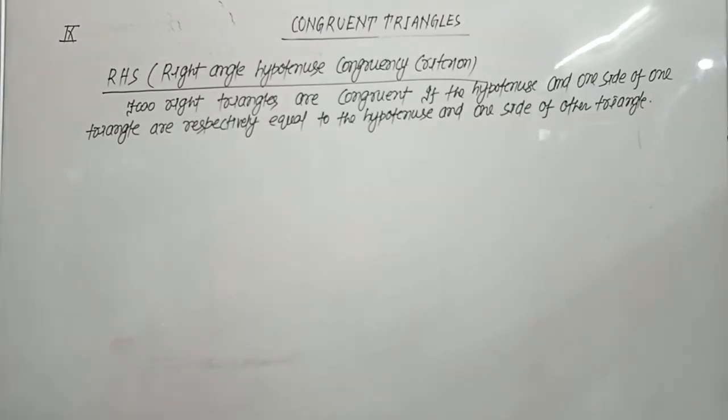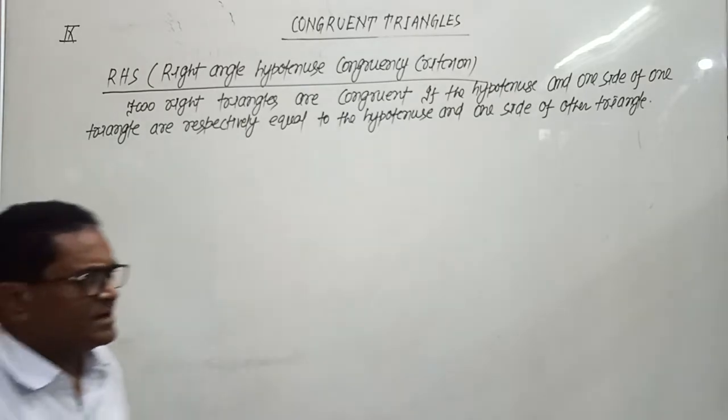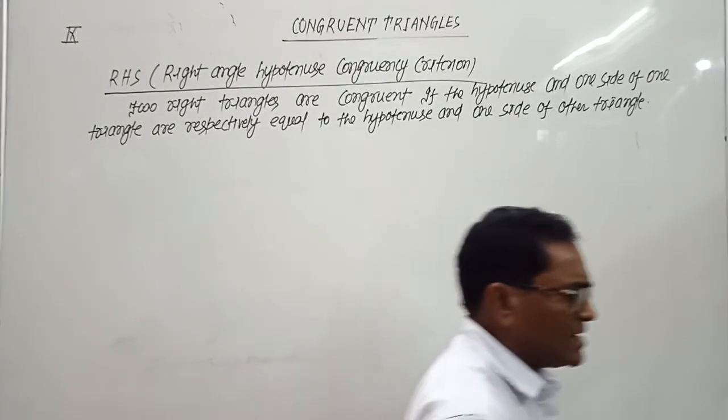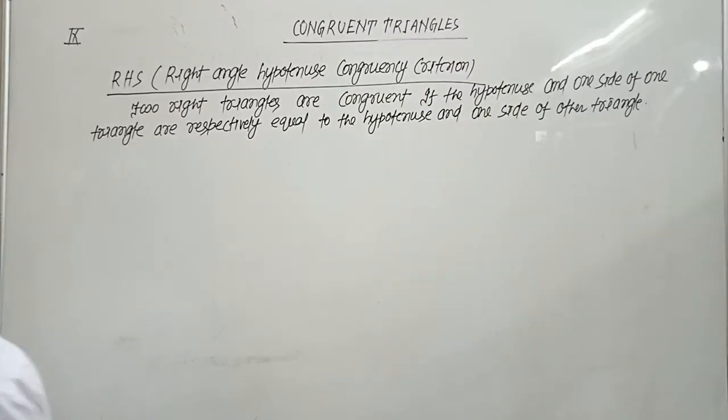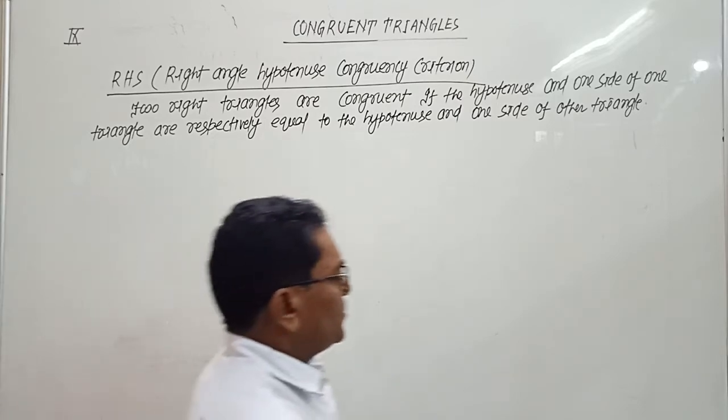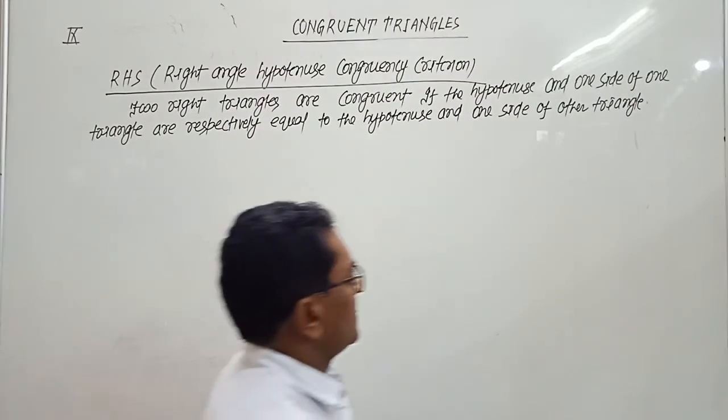Two right triangles are congruent if the hypotenuse and one side of one triangle are respectively equal to the hypotenuse and one side of the other triangle. Then the two triangles must be congruent by the RHS property. So we prove this congruency.